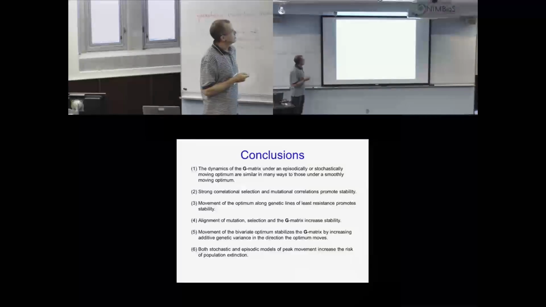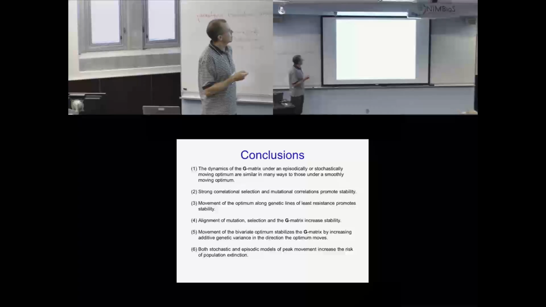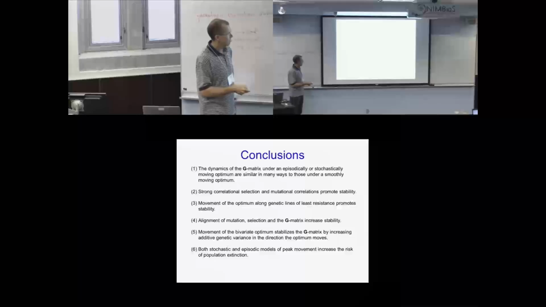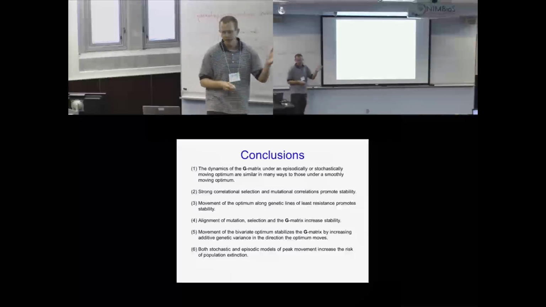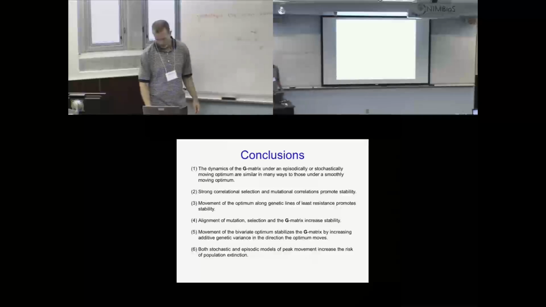All right, so these are kind of the conclusions from this section. The dynamics of the G-matrix under an episodically or stochastically moving optimum are similar to those under a smoothly moving optimum. The usual things, strong correlational selection and mutational correlations promote stability. Movement of the optimum along genetic lines of least resistance promotes stability. If everything's aligned, then you see a more stable G-matrix. Just movement of the bivariate optimum provides some G-matrix stability. And stochastic and episodic models of peak movement increase the risk of dropping below the carrying capacity at least, which increases your risk of population extinction.